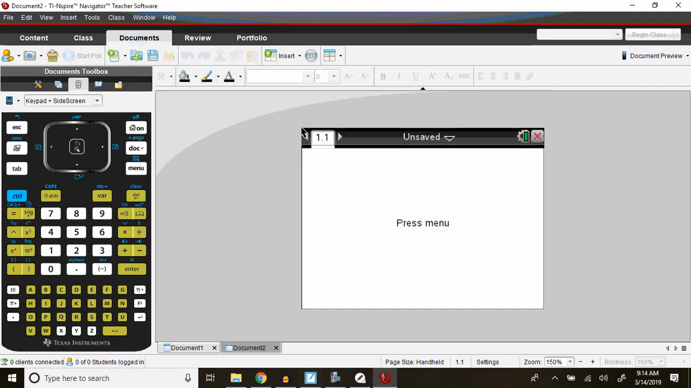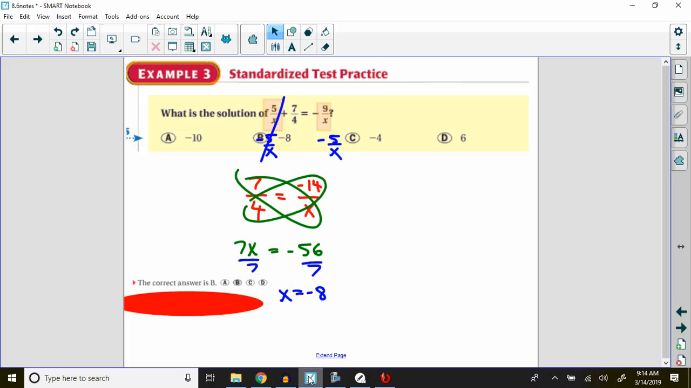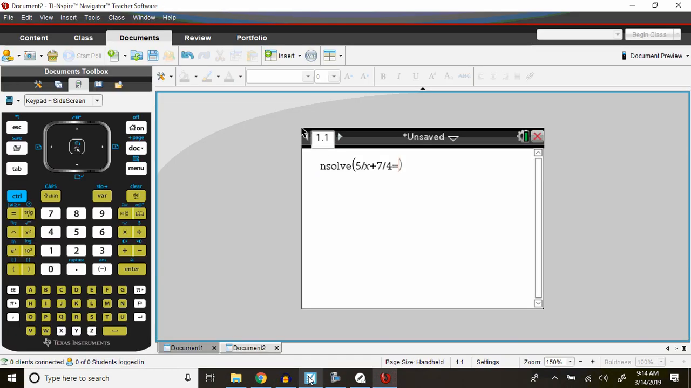Okay. So we're nsolving. To find nsolve, you can either bring it up through the menu, or you can actually just type nsolve. So we type N-S-O-L-V-E, left parenthesis, our equation, 5 over x plus 7 over 4 equals, was it -9 over x? -9 over x. And then we have to tell it, let's solve it for the variable x. Boom, there it is.